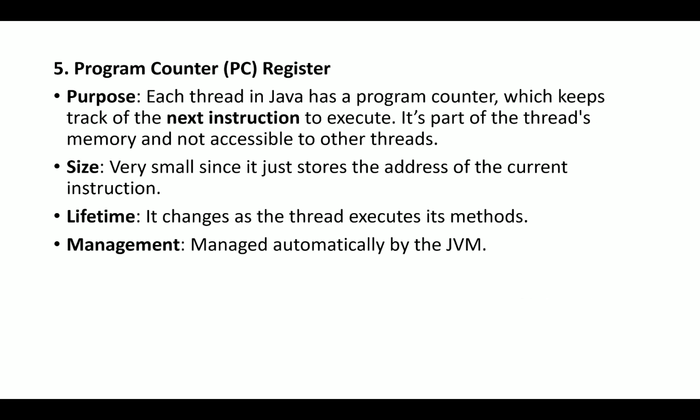Program counter register. Purpose: each thread in Java has a program counter, which keeps track of the next instruction to execute. It is part of the thread memory and not accessible to other threads. Size: very small since it just stores the address of the current instruction. Lifetime: it changes as the thread executes its methods. Management: managed automatically by the JVM.